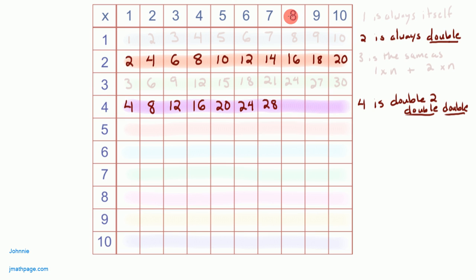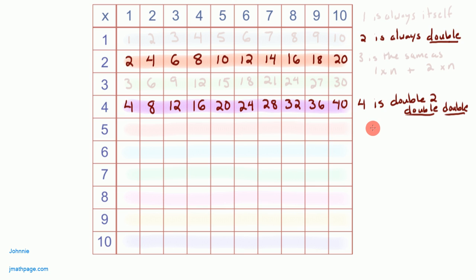4 times 8, double 16, 16 and 16 more. 16 plus 16 equals 32. 4 times 9 is double 18. 18 and 18 more. 18 plus 18 gives us 36. And again, the last one is the easiest. 4 times 10 will be double 20. Double 20, 20 plus 20 gives us 40. All right, so far so good. Now, the next one's a little bit more difficult.